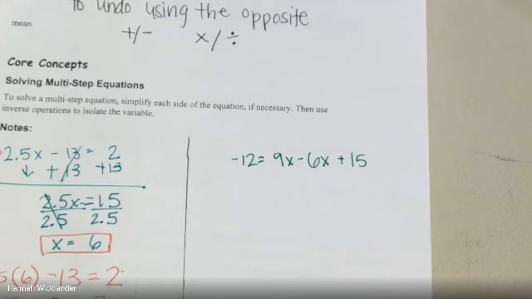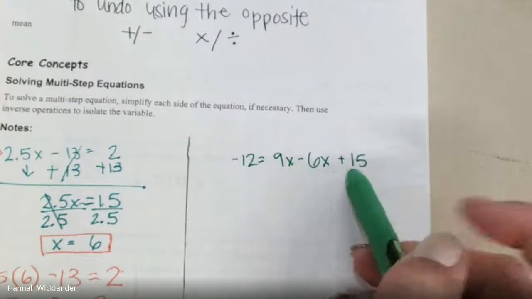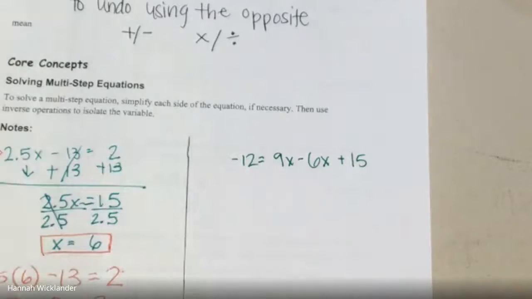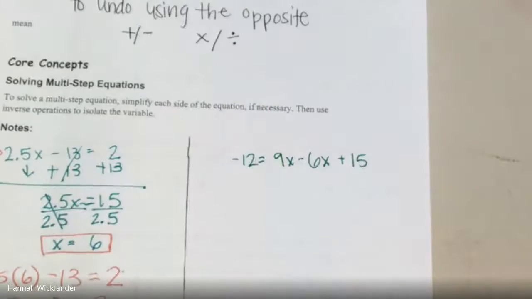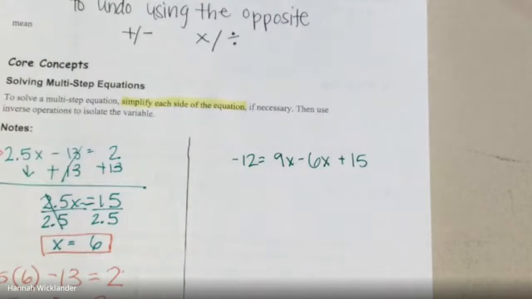And we have negative 12 equals 9x minus 6x plus 15. So what I'm going to do, my steps to solving a multi-step equation, simplify each side of the equation. So that's step number 1.